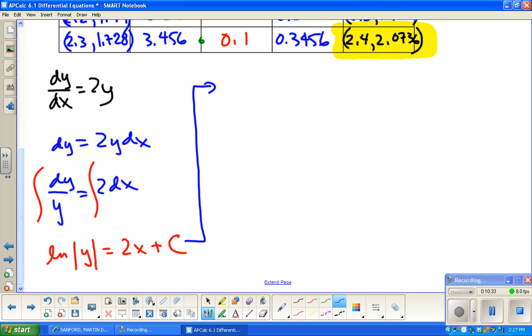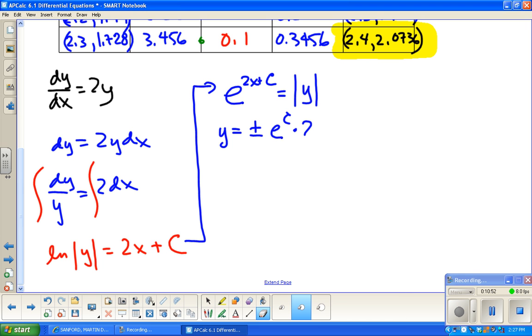Solving this for y, I need to get rid of the natural log, so that's log base e. The exponent 2x plus c equals whatever is the argument of the log. I'm going to flip this around and get rid of the absolute value by doing plus or minus. And this is probably not going to make you comfortable, and I'm sorry about that.